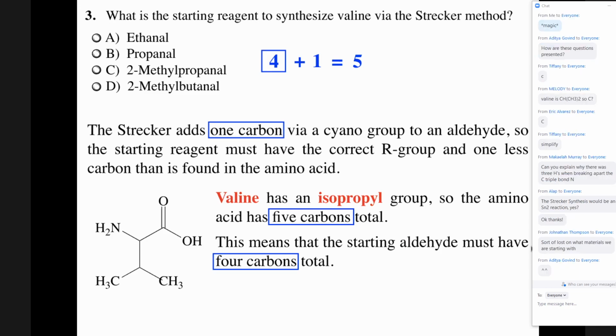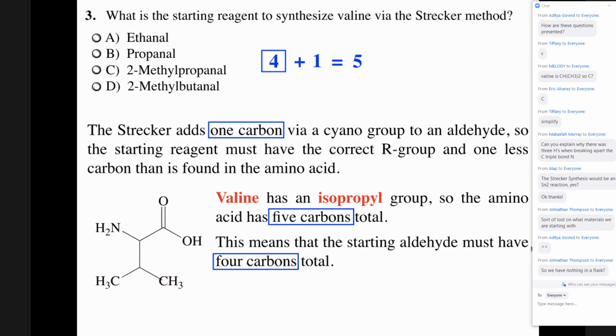Oh, for this one, what starting material? So in this one, I have no idea what I'm starting with. That's what I'm trying to figure out. But what I know is what I want to get. I want to get valine. And I know valine has 5 carbons. I haven't memorized what we have in the flask. We have one of these 4 choices. A starting reagent is what you start with in your flask. So it's basically asking, what do you put in the flask to start out with if you're going to do a Strecker synthesis to make this?